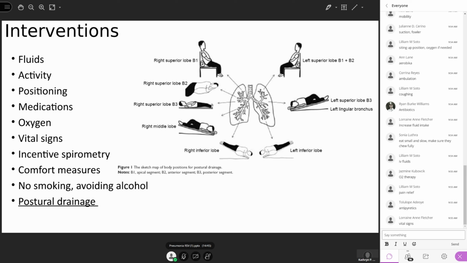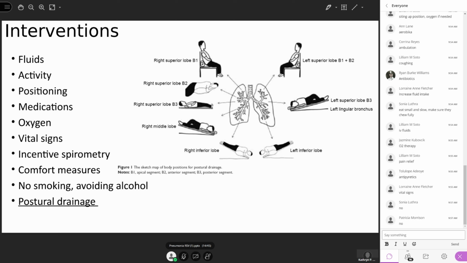Has anybody seen postural drainage in the clinical area? I got one no. The rest of you have been absent.